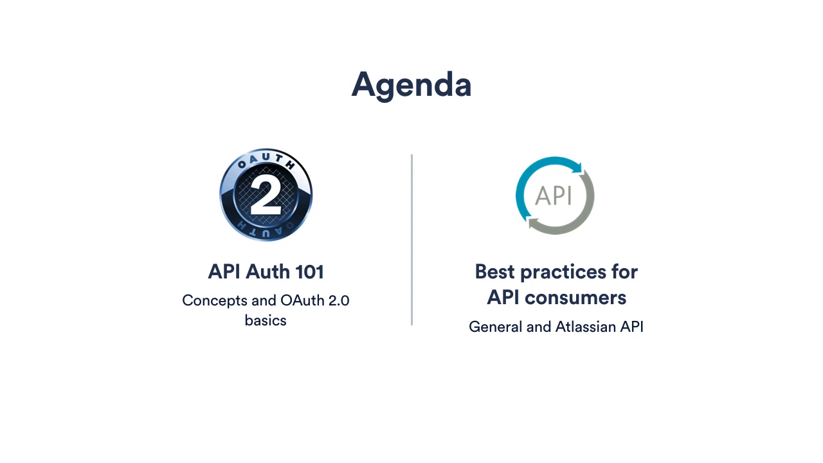So today, we'll cover two things. Firstly, we'll give a bit of background around API auth in general and focus around OAuth, which is an industry standard and it's where a lot of our development is focused. Then we'll switch gears and talk about best practices for when you're developing your apps to call our APIs.